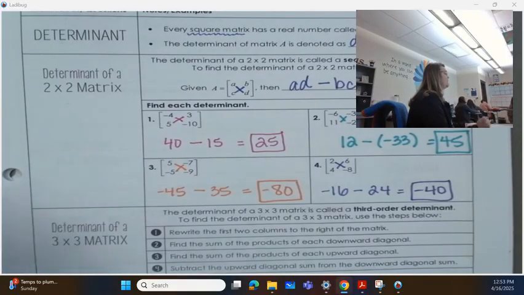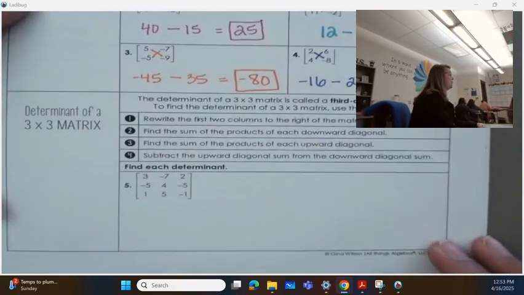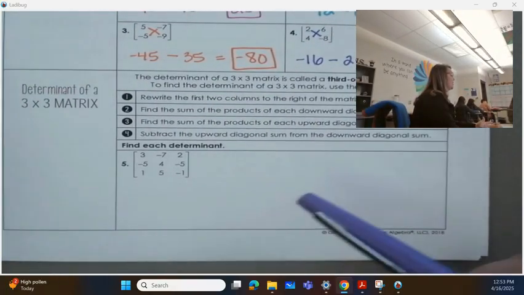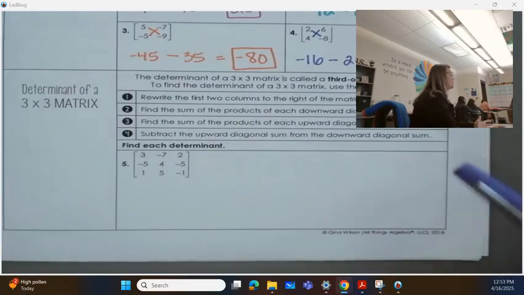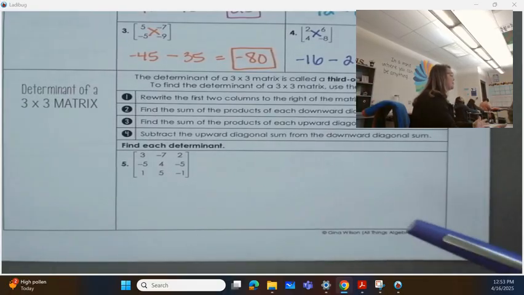So finding the determinant of a 2 by 2 matrix, easy, no problem. Finding the determinant of a 3 by 3 matrix is a little bit uglier. And while I'm going to show you how to do this in the calculator, and you won't have to do this by hand, I think it's important for us to know how useful these calculators truly can be.